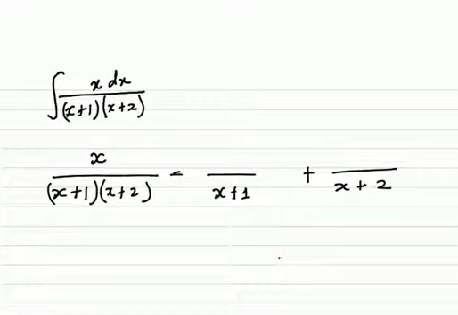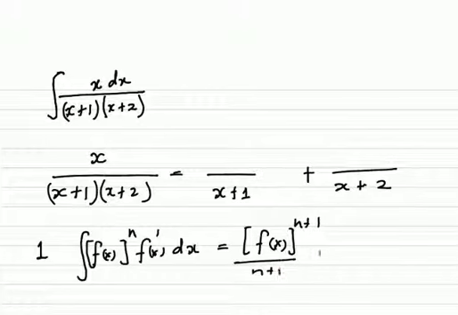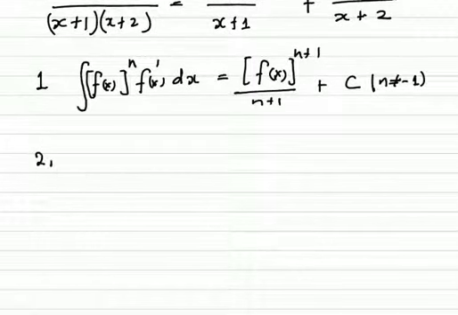Like for example, let's say one, most essential, the power rule, whereby we are integrating a function of this nature. The derivative of the argument is always there, because here the function is the power function. We should always remember that it integrates to f to the power n plus 1, over n plus 1, plus c, where n is different from minus 1. And the 2, the logarithmic, this is the power rule form.